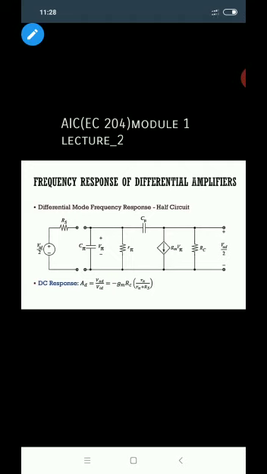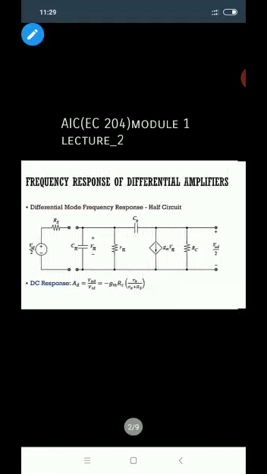Now here some new capacitors. We know C pi and C mu are the high frequency capacitances, and the DC response AD equal to the final output, differential output V suffix OD divided by the differential input V suffix ID, that is the differential mode gain AD. Now AD equal to minus GM into RC of R pi divided by R pi plus RS. It's the expression for the DC response of a half circuit.